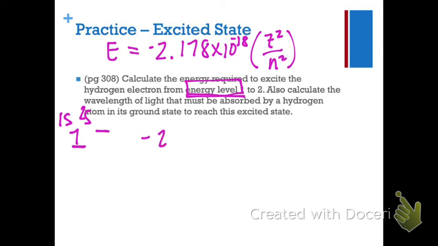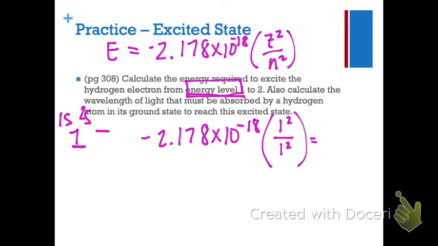So at energy level 1, we have negative 2.178 times 10 to the negative 18th times Z, my proton number. So how many protons are in hydrogen? 1. What's the energy level? 1. So that's literally going to be 1 squared over 1 squared. So my energy there is just negative 2.178 times 10 to the negative 18th.